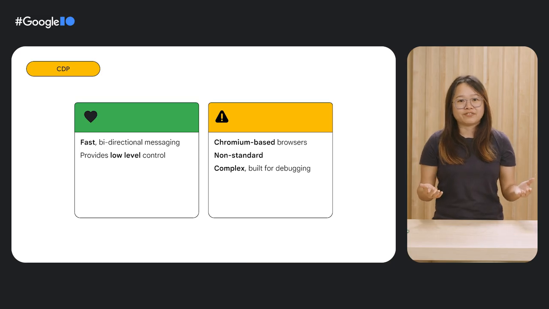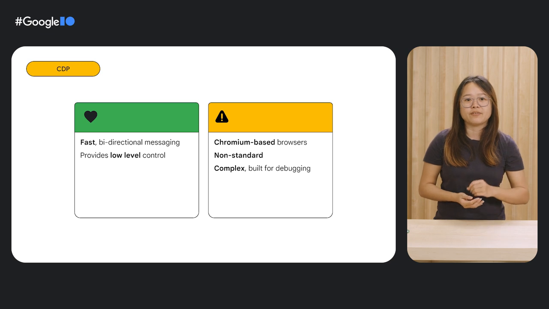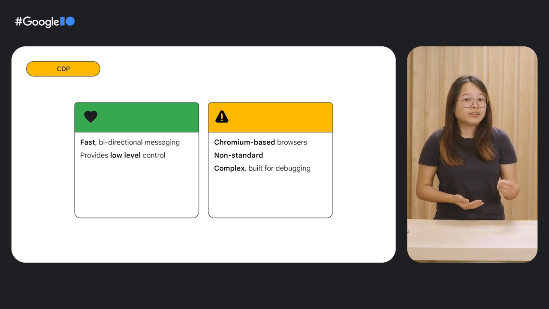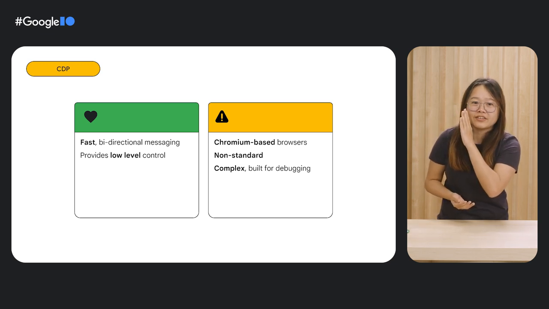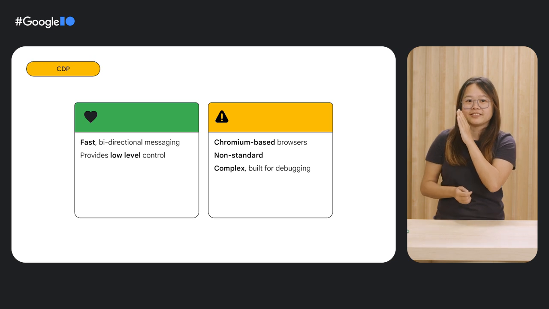But times have changed, and testing nowadays demands more fine-grained actions. While CDP is fast and offers impressive low-level control, it only works in Chromium-based browsers and is not an open standard. That is why some tests only run on certain browsers.